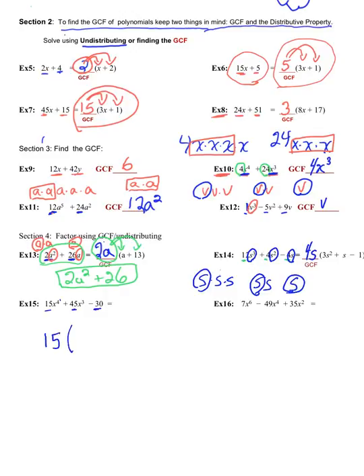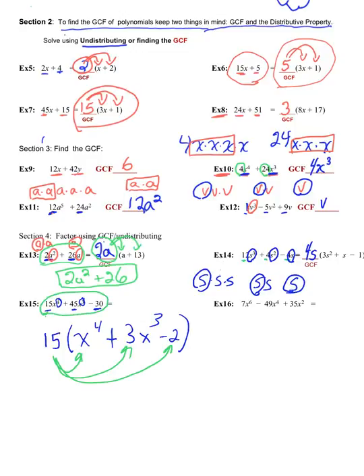And then this has 4 x's, this has 3 x's, but this term does not have any x's. So I cannot pull out a variable or the same number of variables from each term. So the greatest common factor here is just 15, and then you're left with x to the 4th plus 3x to the 3rd minus 2. And as always, you can check back by distributing to see if you get this original equation. And you would if you distributed.